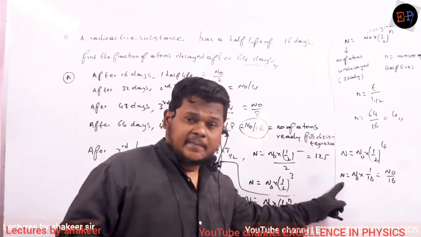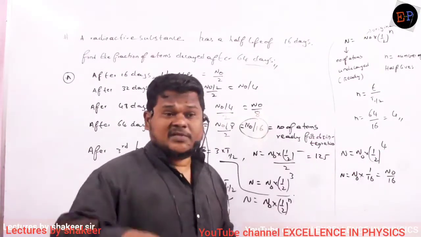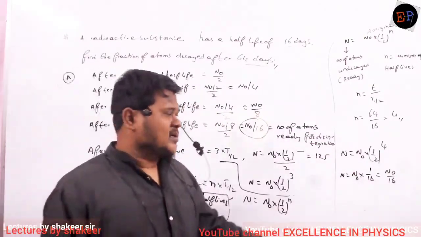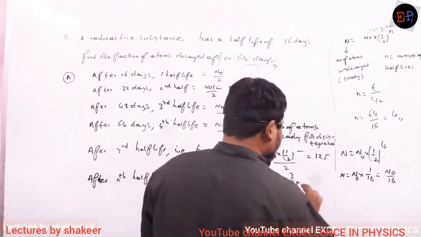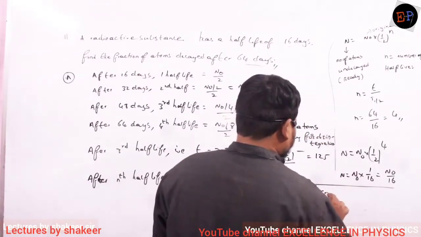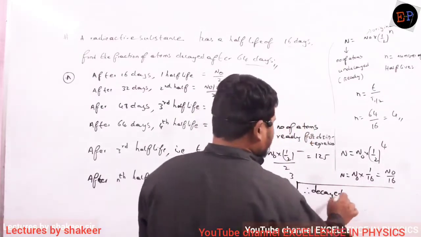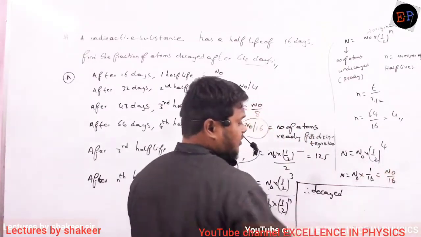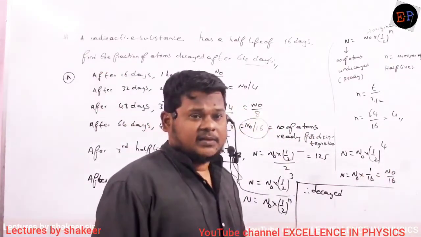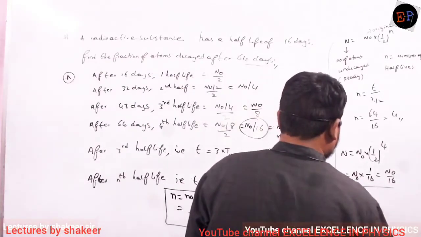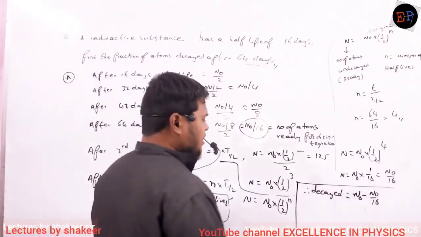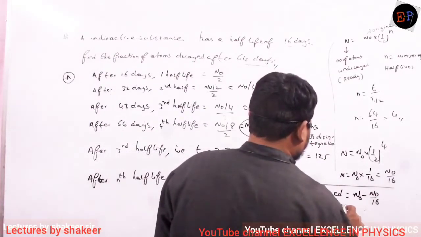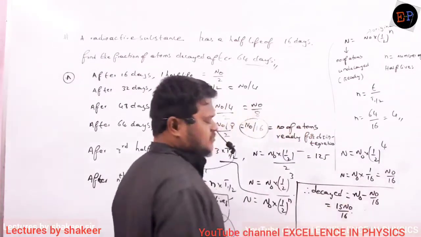And what is meant by N? N ante number of atoms which are ready for disintegration. And how many they are? They are only n0 by 16. So decayed atoms, how many? Chepandi. These are the left atoms, ఇవి మిగిలి ఉన్నవి. ఎన్ని లేచిపోయినాయి? Again same formula. Total number is n0 minus remaining n0 divided by 16. So decayed atoms is 15 n0 divided by 16.